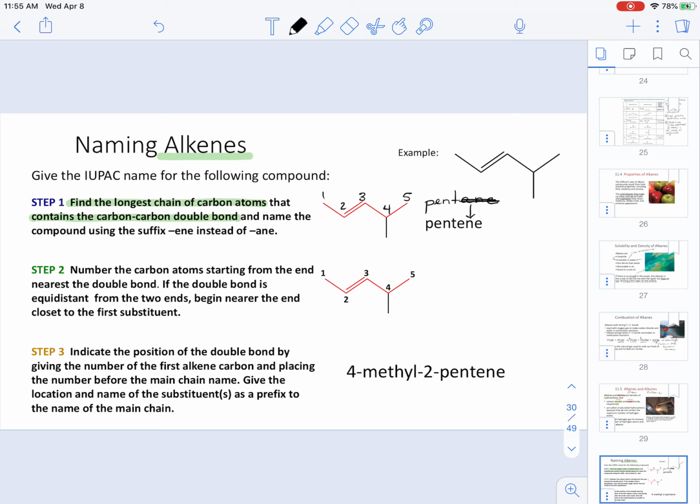Then we are going to number the carbon atoms starting from the end that is nearest the carbon-carbon double bond. Understand that when it comes to the priority in numbering, we are going to give the lowest number to the carbon-carbon double bond.